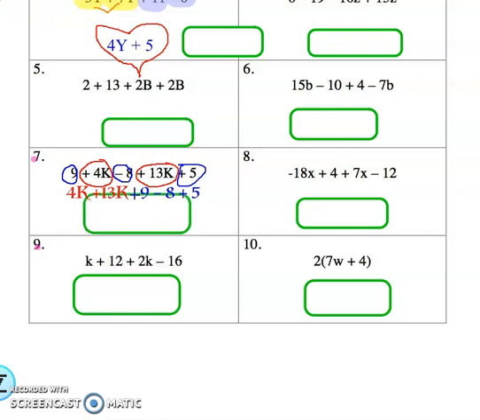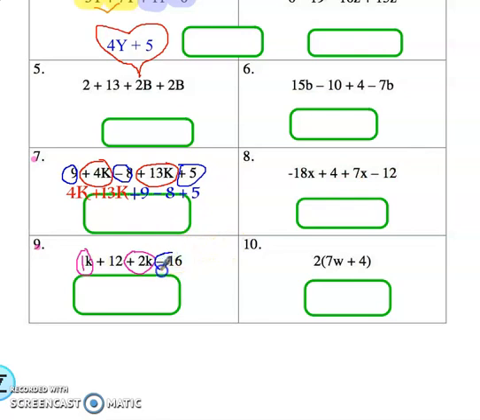Now in number 9, notice that there is no number in front of the K, but there is a 2 there. So I'm going to assume that this means there's 2 Ks. With no number there, I'm going to assume that it's 1 K. So I'm just going to write that in to keep that in my mind. And I'm going to do the K's in pink this time. And I'm going to do the non-K's in blue.